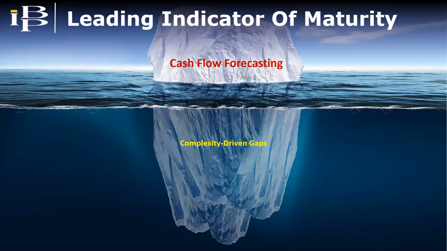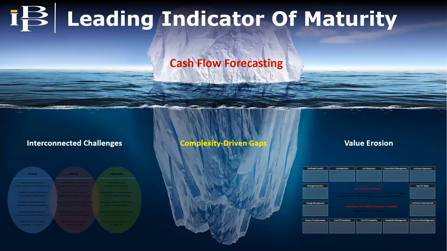So one thing to just highlight here, and I think it's important for a lot of people to understand, is that cash flow forecasting is really a leading indicator of how good your integrated planning process is. Anything that's not working well in your process is going to come out in bad cash flow, because all the errors, all the inefficiencies and all the gaps really find their way into a bad cash flow forecast. It's really a leading indicator of the challenges that we just saw, and it's also a leading indicator of the value erosion.